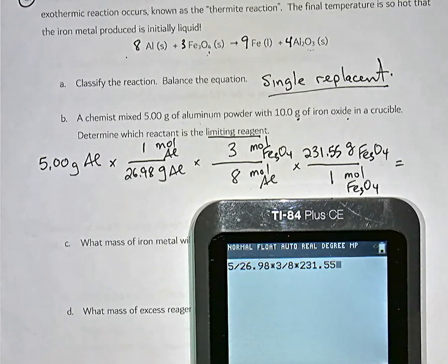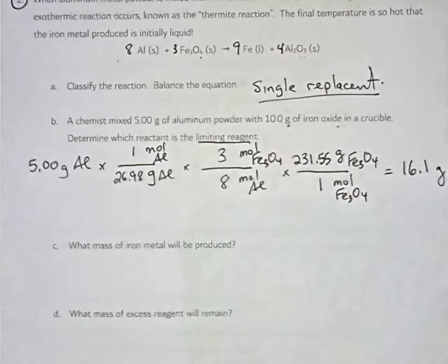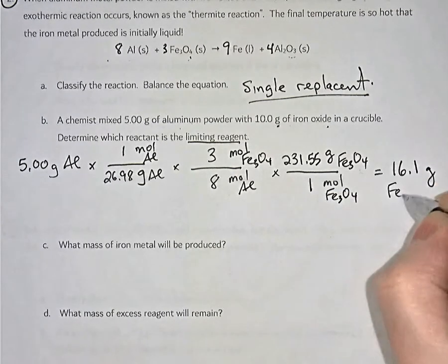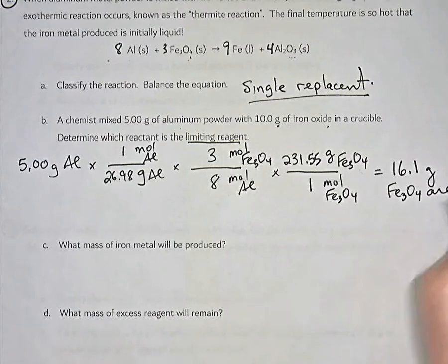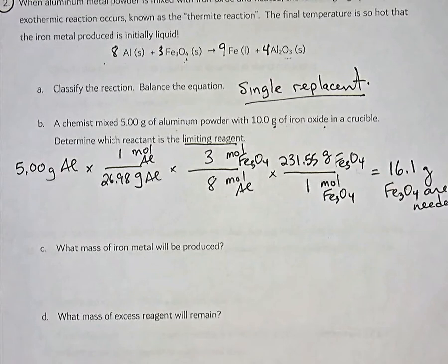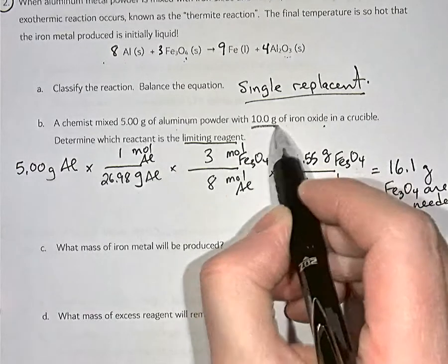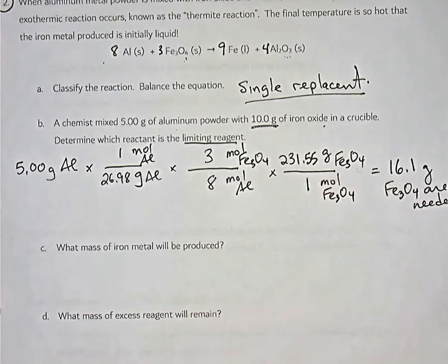231.55 equals, keeping 3 digits, 16.1 grams of the iron oxide are needed. All right, so if you're going to use up 5 grams of aluminum, you need 16.1 grams of iron oxide. So why did I ask that? Well, we know that we have 10 grams of iron oxide. Okay, so we need 16.1, but we only have 10.